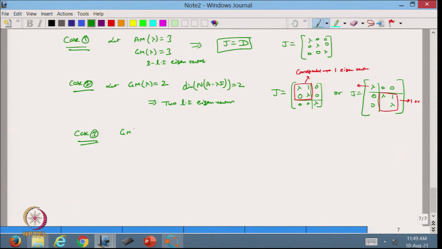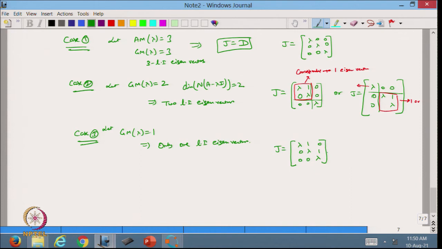Geometric multiplicity of lambda is, suppose, 1. So, let the geometric multiplicity of lambda be equal to 1. So, in this case we have only one linearly independent eigenvector. In that case I will get my matrix as lambda, lambda, lambda, writing just 1 above the lambda and 1 here, 0 0 0.